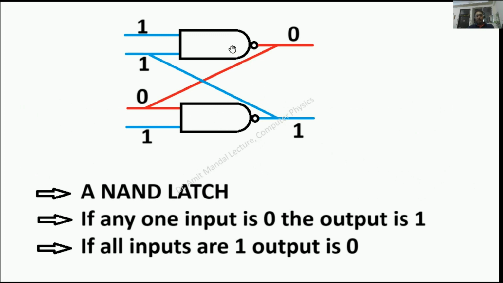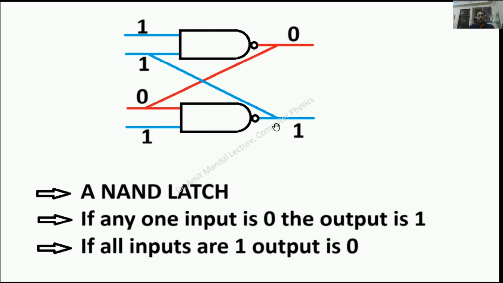Over here you can see two NAND gates. This is actually a simple diagram of an electronic latch. We know that in a NAND gate, in case any one input is zero, the output is always one, and in case all the inputs are one, then the output is zero. This upper NAND gate has two inputs and an output, and this lower one also has two inputs and an output.